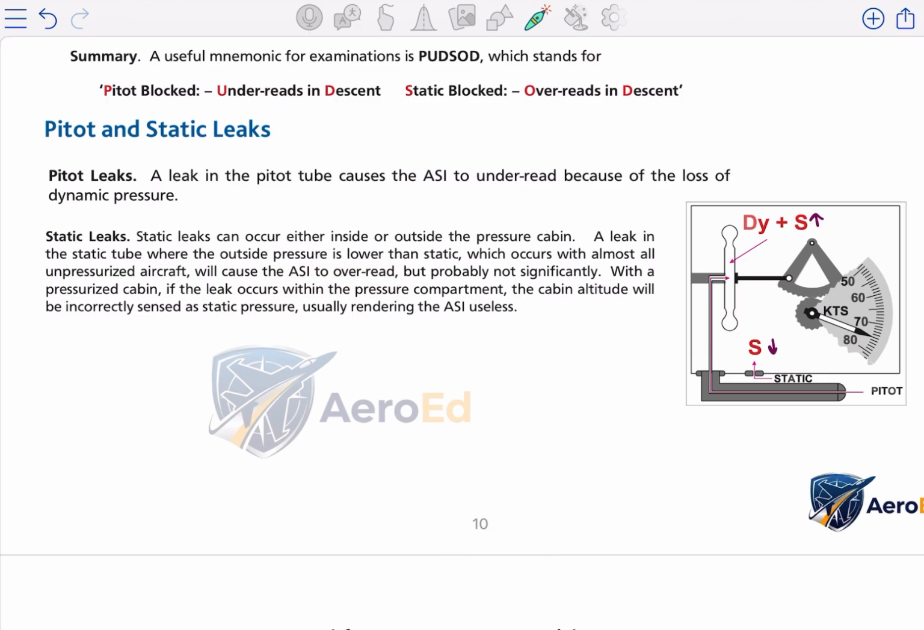Next we're gonna study about when the aircraft is pressurized. So what will happen when the aircraft is pressurized? You know that an aircraft which flies at 40,000 feet or 35,000 feet is pressurized to 8,000 feet or 10,000 feet, right? So when there is a leak in the static, the cabin altitude will be incorrectly sensed as static pressure, usually rendering the ASI useless. So it makes the ASI useless.